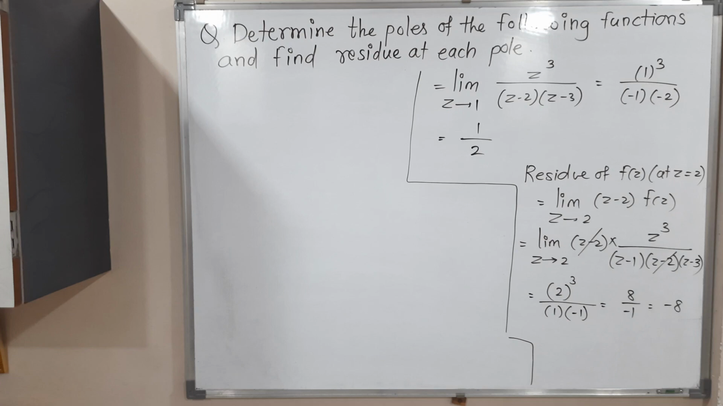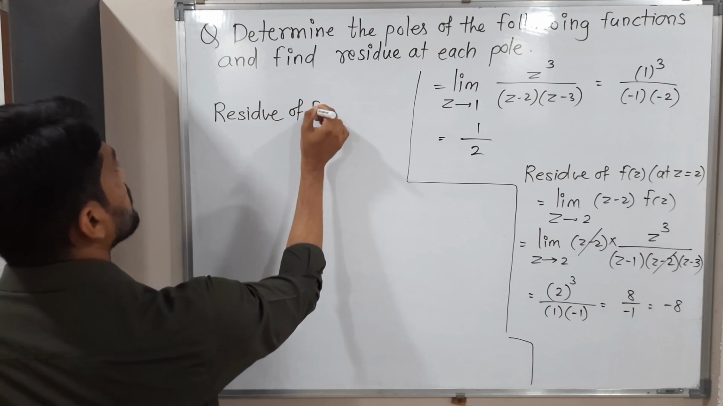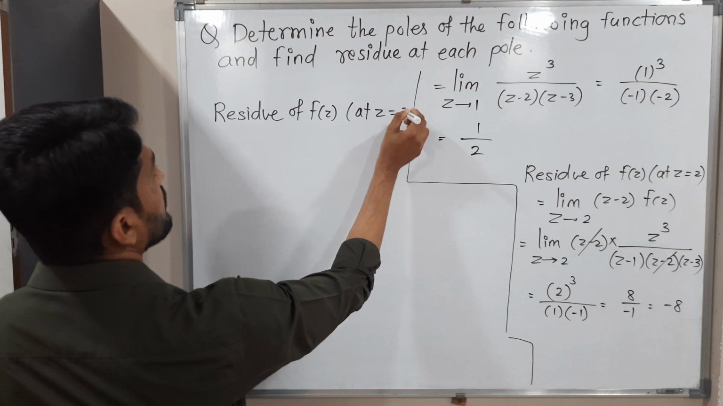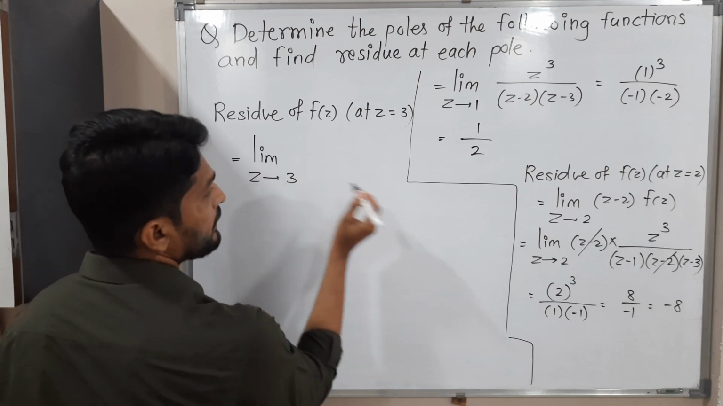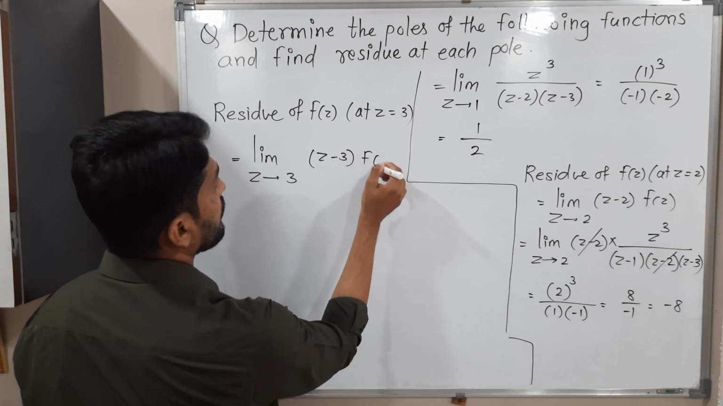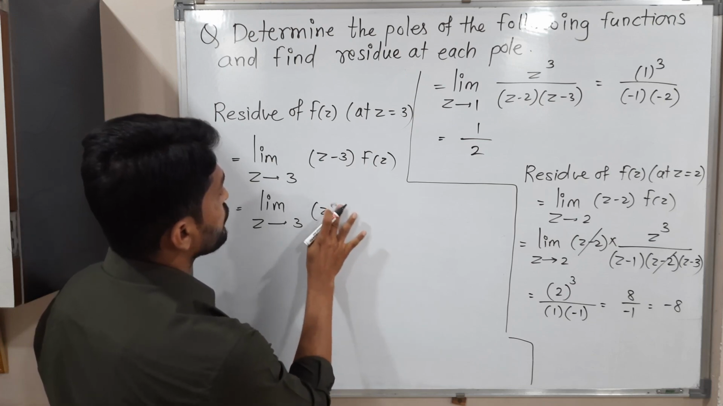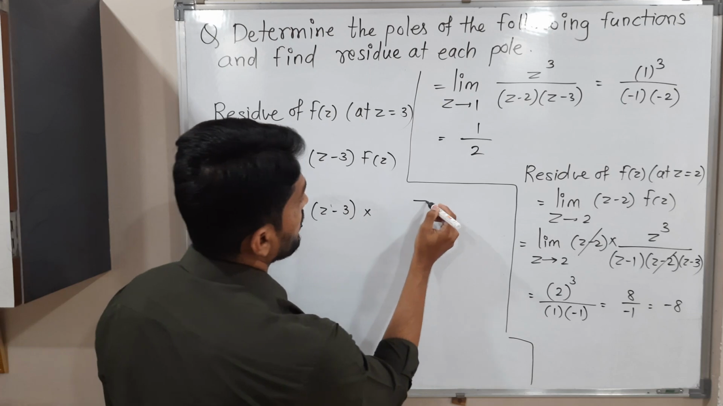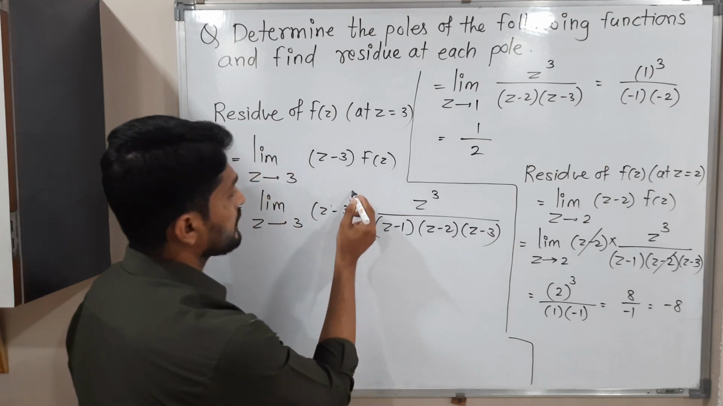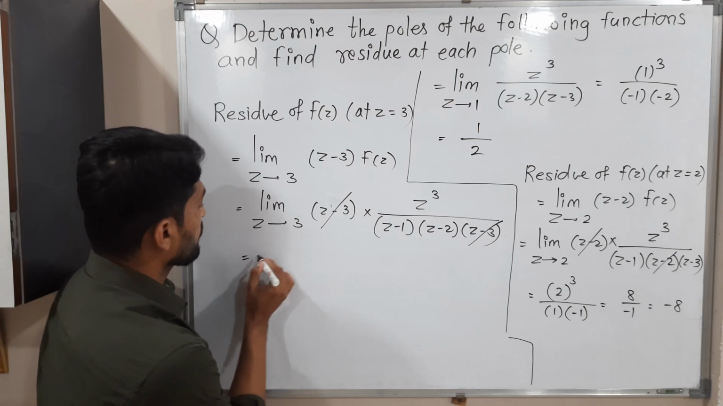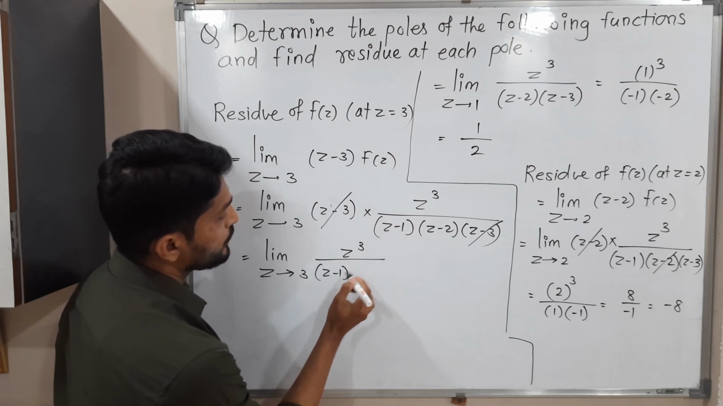So let us find residue at z is equal to 3. Residue of f of z at z is equal to 3. It is again a simple pole, so I should use the same formula. Limit z tends to 3. Simply in place of 2, we'll have 3. So this is equal to limit z tends to 3, z minus 3. I should put the same value of f of z, which is z cube upon z minus 1, z minus 2, z minus 3. Guess the next step, z minus 3 will get cancelled. Limit z tends to 3. Remaining part is z cube at numerator and z minus 1, z minus 2 at denominator.